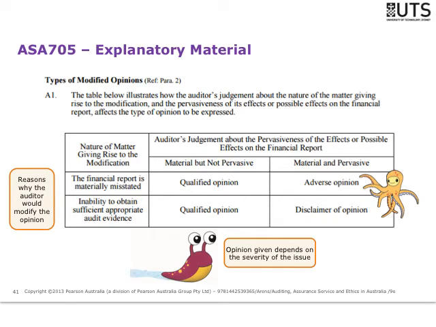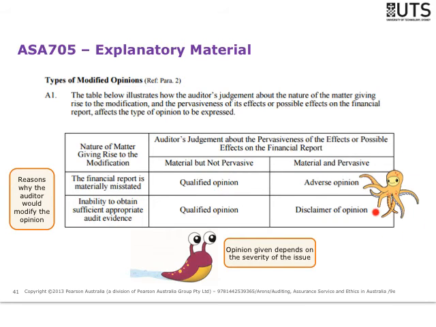Okay, so we can contrast the two now. It's material but not pervasive if we see one issue that is isolated by itself. We've recorded the accounts payable balance as too low by about 15%. That's largely isolated to liabilities, and there isn't a huge effect on the overall financial statements. So that's Norman, the non-pervasive slug.